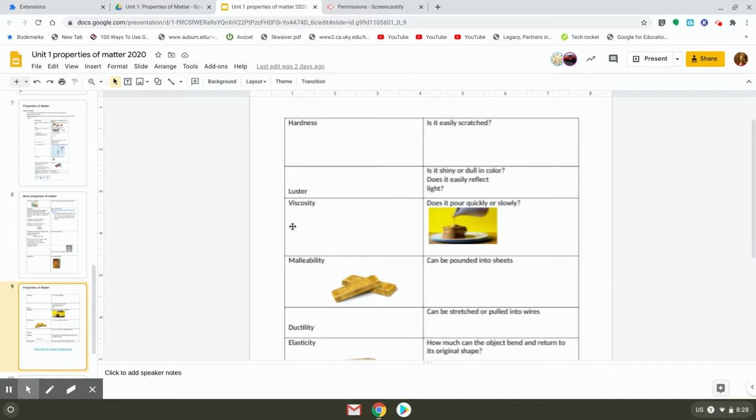Remember, viscosity is something I expect you to know. Viscosity: does it pour quickly or does it pour slowly? Okay. If it has a high viscosity, a high resistance to flow, it pours slowly.